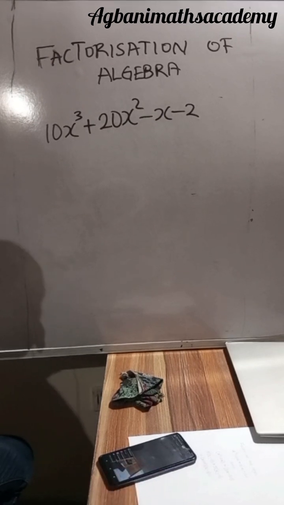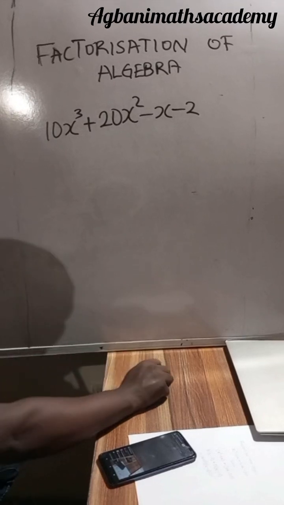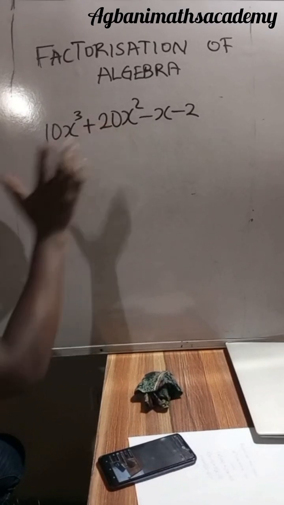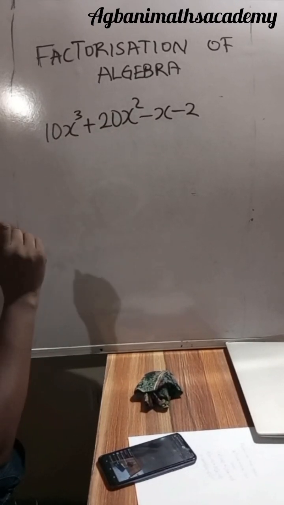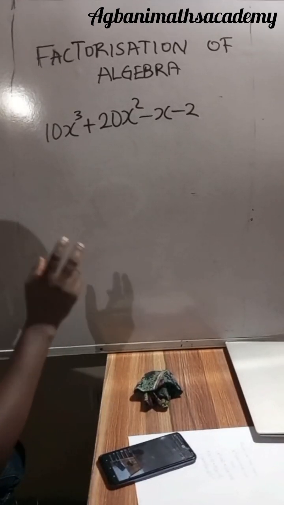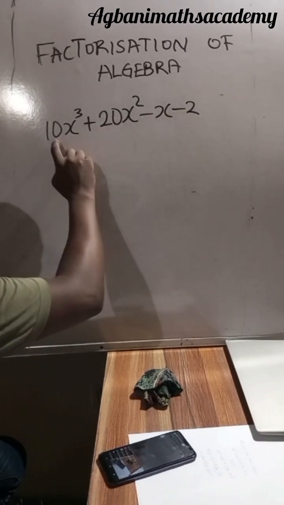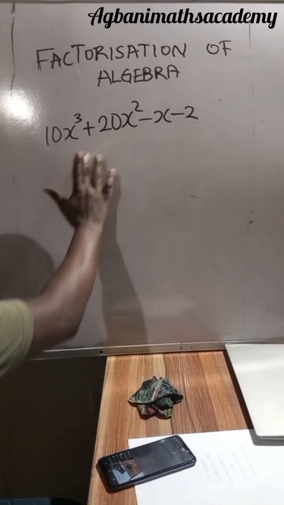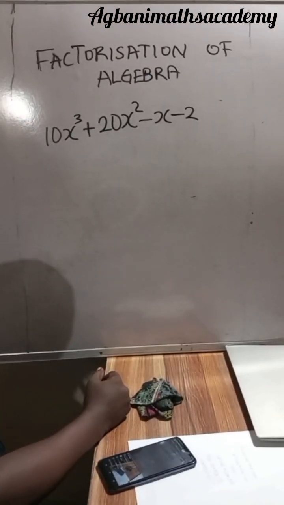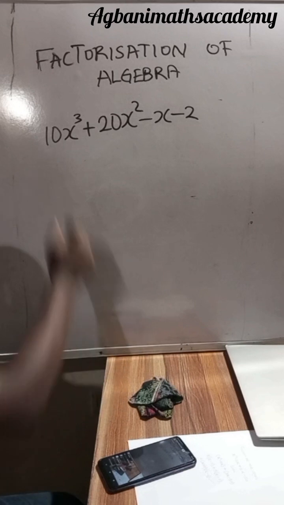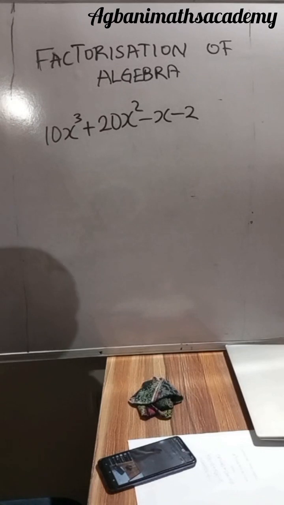Now, we said that the first thing we need to do is to group the values, but we must also observe if what we are grouping have similar values in them. What I mean is, is there anything common between these two, and is there anything common between these two? We can decide to go the way it is, or we can decide to rearrange what we have and still get the same answer. So let's try to rearrange.